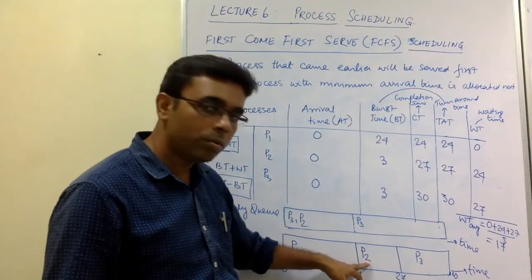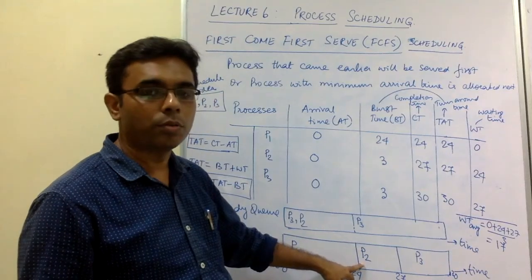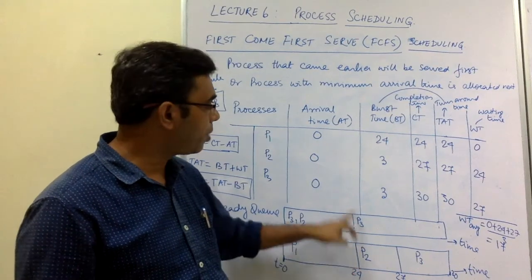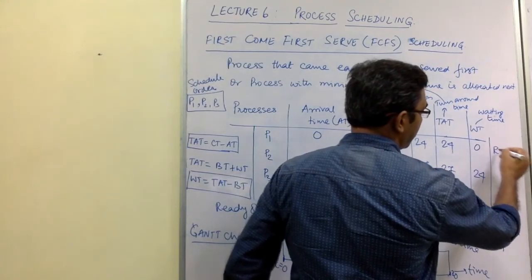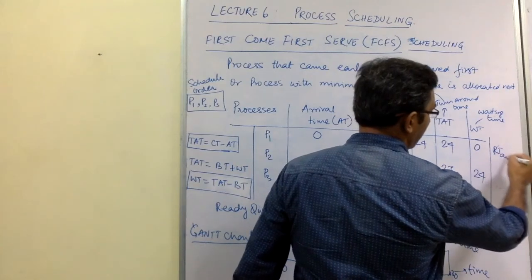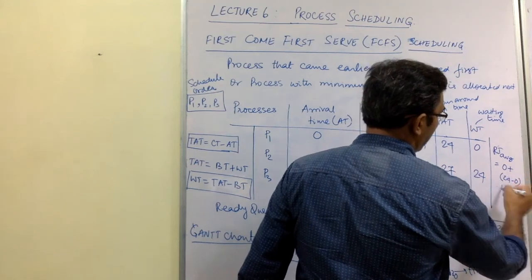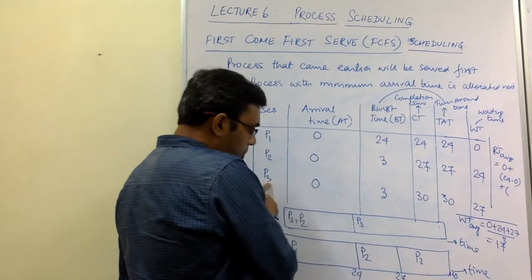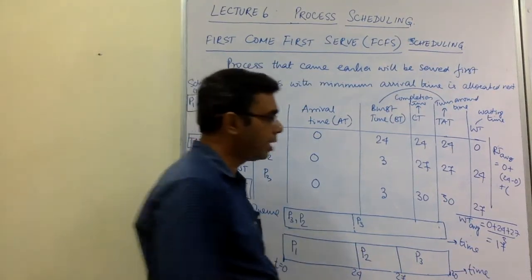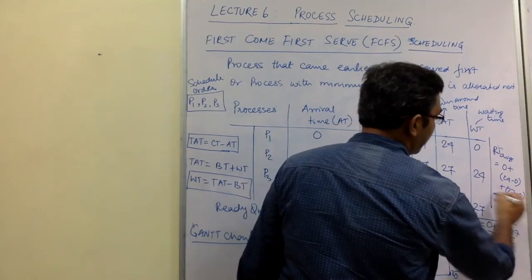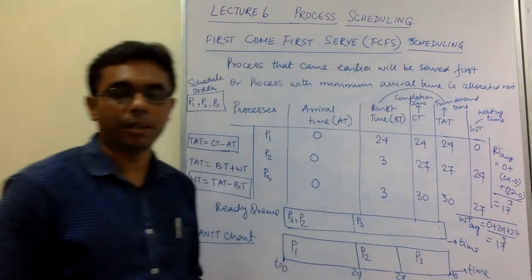What is the response time of P2? P2 arrived at 0 and got its chance at 24. So the response time of P2 is 24 minus 0. If you calculate the average response time, one is 0, the other one is 24 minus 0, and the third one, what about P3? P3 came at 0 and got its first chance to execute at 27. So it's 27 minus 0, and this entire thing by 3, which is the same as the waiting time, and it is also 17.